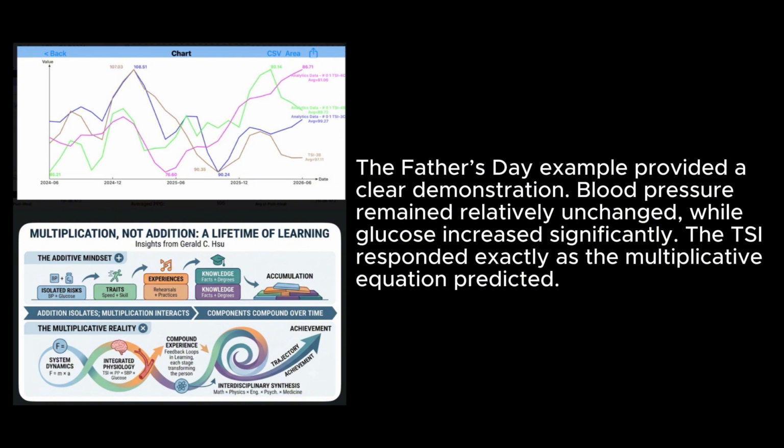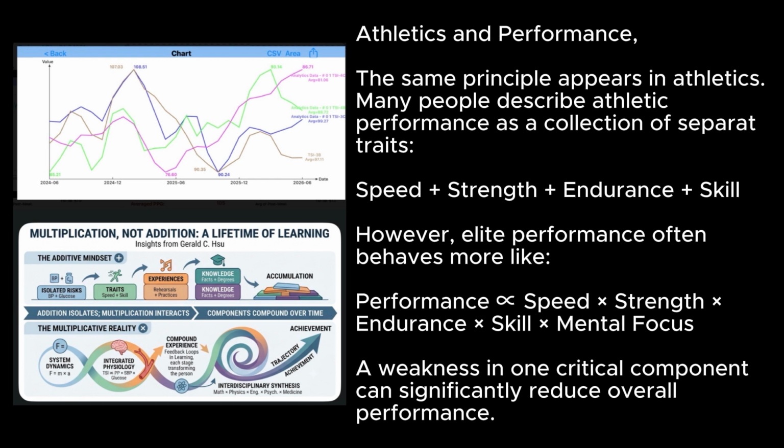The Father's Day example provided a clear demonstration. Blood pressure remained relatively unchanged, while glucose increased significantly. The TSI responded exactly as the multiplicative equation predicted. Athletics and performance. The same principle appears in athletics. Many people describe athletic performance as a collection of separate traits: speed plus strength plus endurance plus skill. However, elite performance often behaves more like: performance varies as speed times strength times endurance times skill times mental focus.